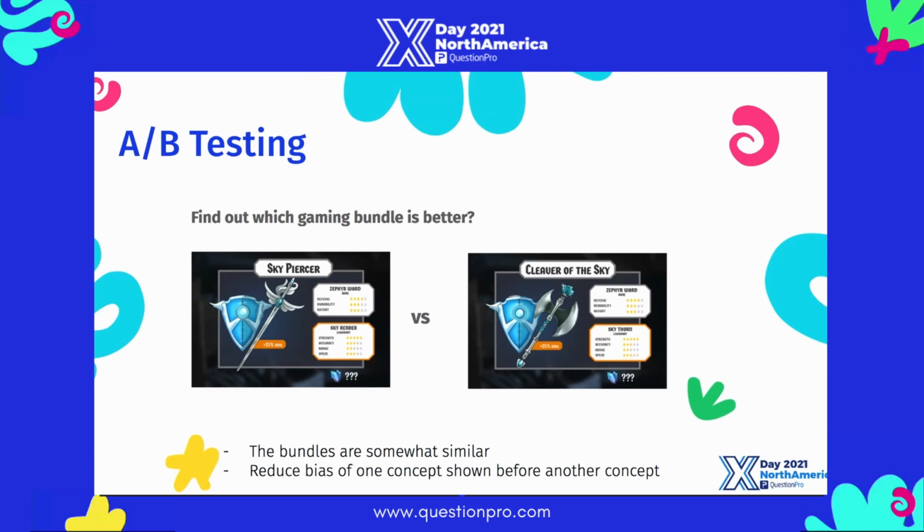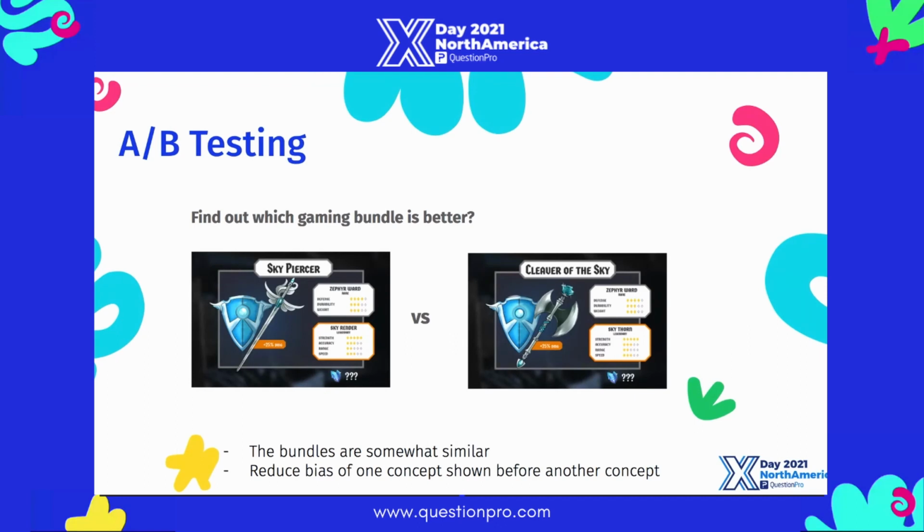We have a gaming researcher, and he or she's trying to find out which gaming bundle is better. The bundles are very similar in nature. You look at these two bundles. One is a shield and a sword, and the other is a shield and an axe, and they have gaming attributes. Very close concepts, if you want to use the word concepts from a market research standpoint, right? And one of the benefits of using A/B testing is to reduce the bias of showing one concept before another concept, and getting some skew in terms of the data.